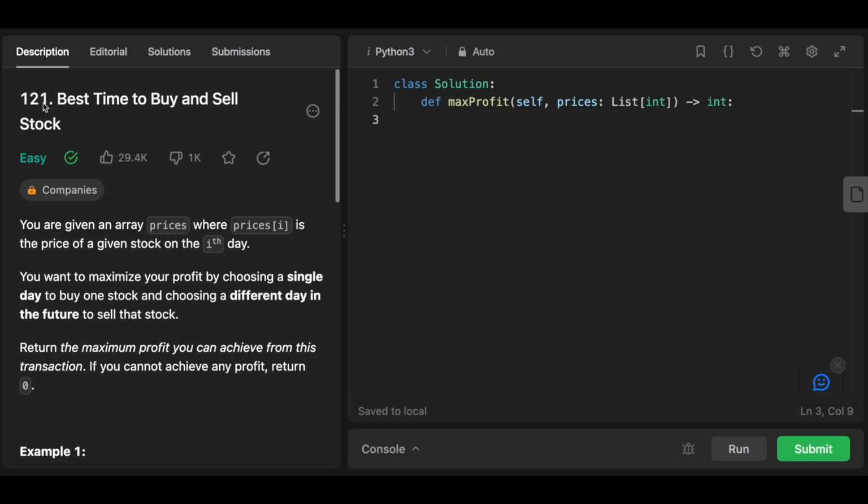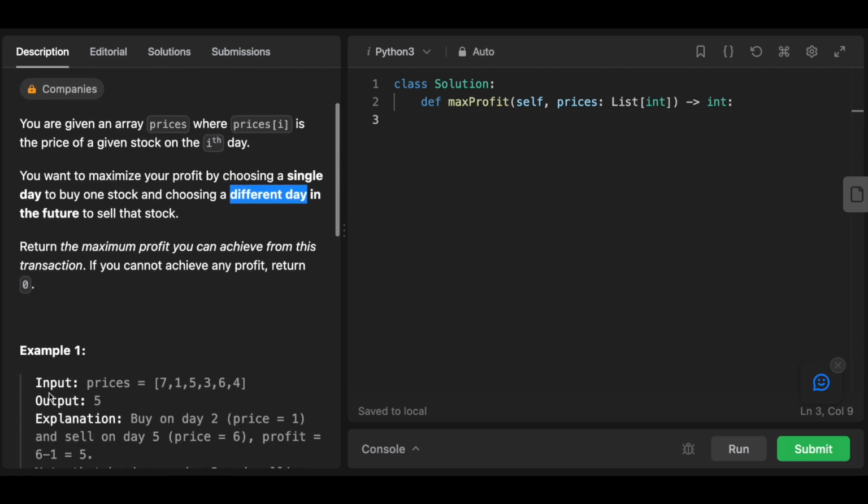Today we have 1-to-1 best time to buy and sell stock. It says here you're given an array prices where each price is the price of a given stock on the ith day. You want to maximize your profit by choosing a single day to buy one stock and choose a different day in the future to sell that stock. And we are to return the maximum profit you can achieve from this transaction. If you cannot achieve any profit, return 0.